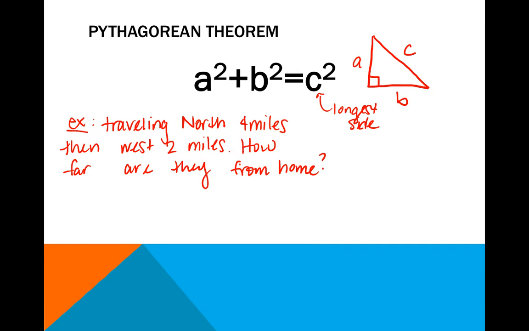So here you can just draw yourself a diagram. Just think about, okay, here's their house. They're traveling north 4 miles, and then they travel west 2 miles. You want to know how far they are now from their home. So you've created a right triangle. That right triangle has a leg of 2, a leg of 4, and this unknown hypotenuse. So you'll set that up as 2 squared plus 4 squared equals c squared, and then you'll solve.